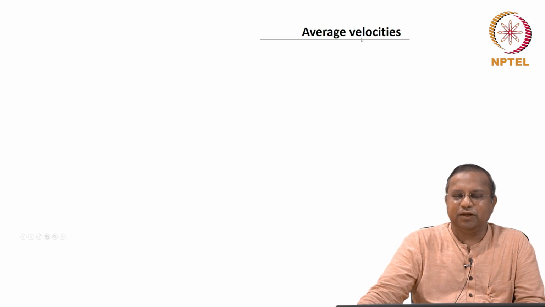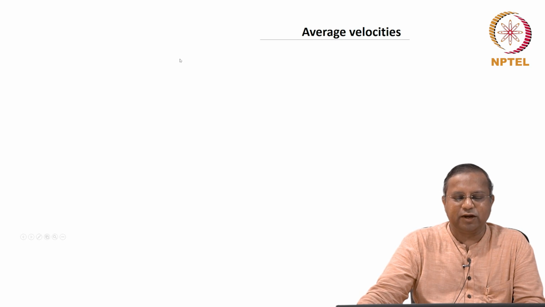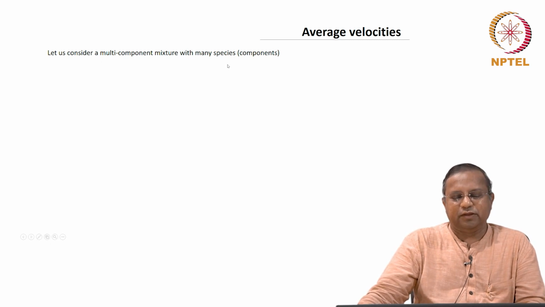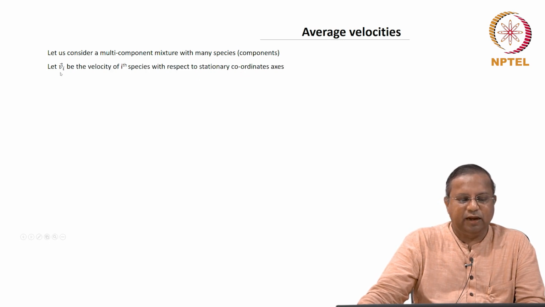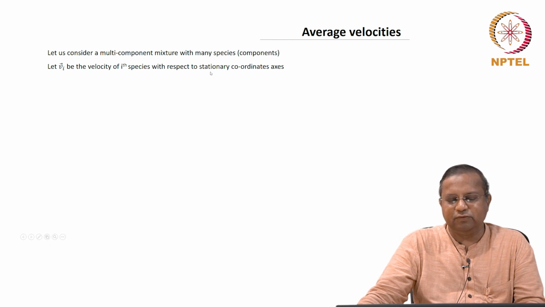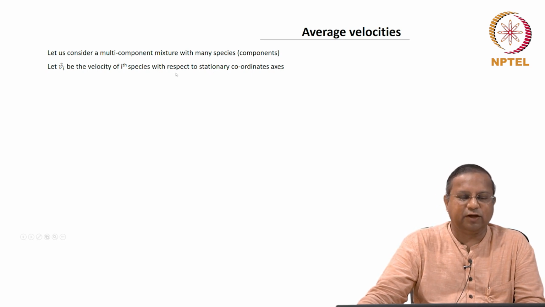First, you need to know something about average velocities. This is something that you already know, but let us look at it in a way that would be helpful to us. Let us consider a multi-component mixture with many species, with many components. Let V_i be the velocity of the ith species with respect to stationary coordinate axis. Most of our discussion will be with respect to stationary coordinate axis. I will mention it sometimes, I may not mention it many times. So, V_i is the velocity of the ith species.